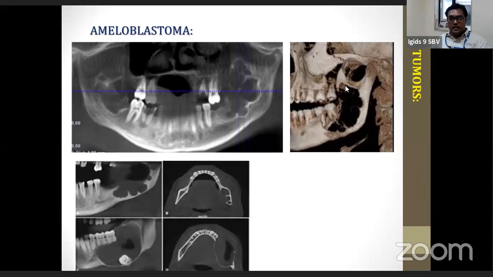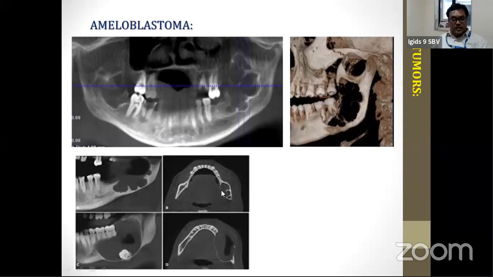So I have the ameloblastoma here. Take a look at the axial section of the ameloblastoma here. We are seeing a clear perforation of the lingual cortical plate, and take a look at the extent of the lesion at a higher level in an axial section.